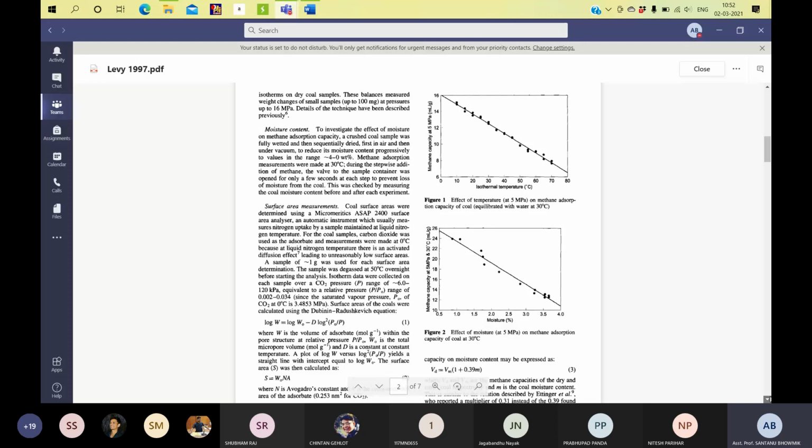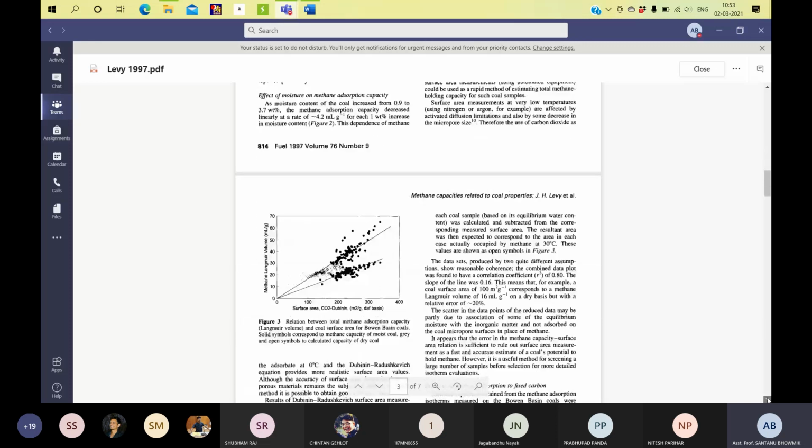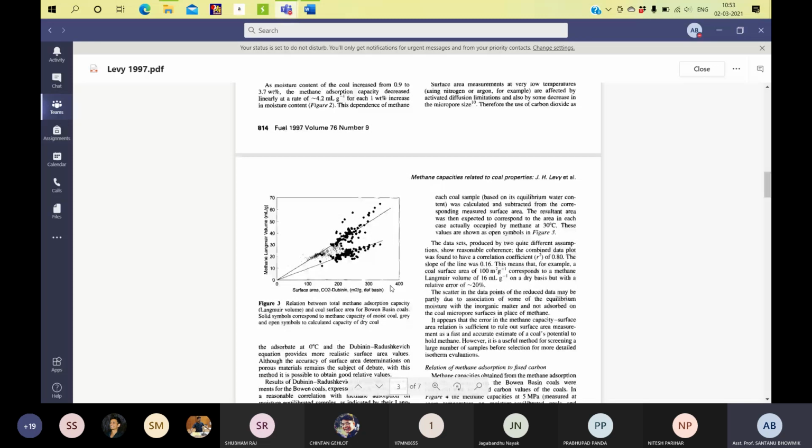The next result they show is the capacity against the surface area. They have calculated the low pressure volume adsorption by CO2 micropore adsorption, and with this they relate the surface area with the volume. Here you can see there is a positive trend. Trend means the more the surface area, the more the adsorbed volume.